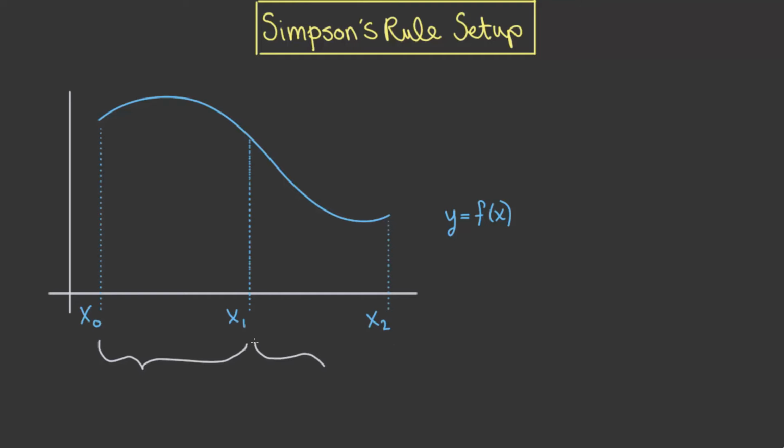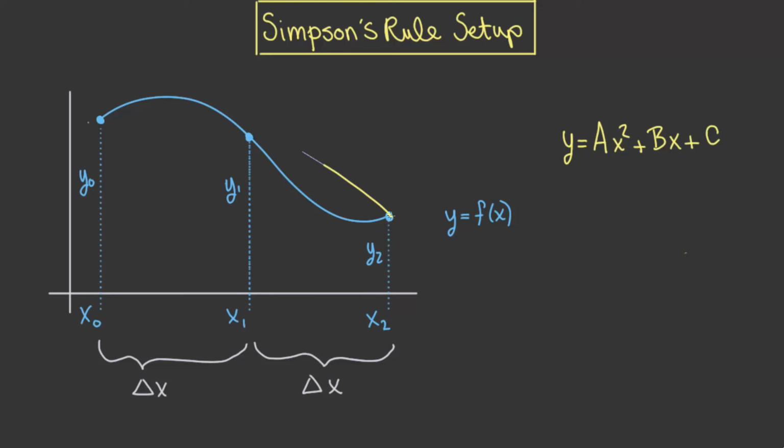The distance between each of these points is delta x. We call the heights of the points on the curve y0, y1, and y2 respectively. The idea behind Simpson's rule is to approximate f of x over this interval with the unique parabola y equal to ax squared plus bx plus c that goes through these 3 points on the curve.